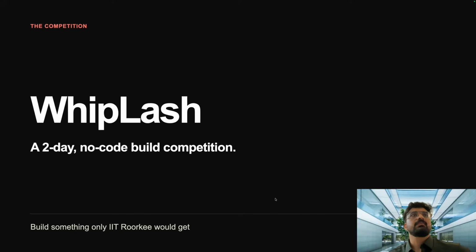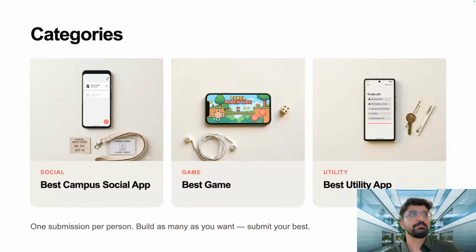All right. Okay. So finally, this was Whip. Now let's come to Whiplash, our event. It's a 2-day no code build competition. We want to see the best apps that can come out of the campus, and the best app will get the best prizes. We have three categories here. We have best campus social app. We would love to see anything with multiplayer, which you can come up with. We want to see the best game, and we want to see the best utility app.